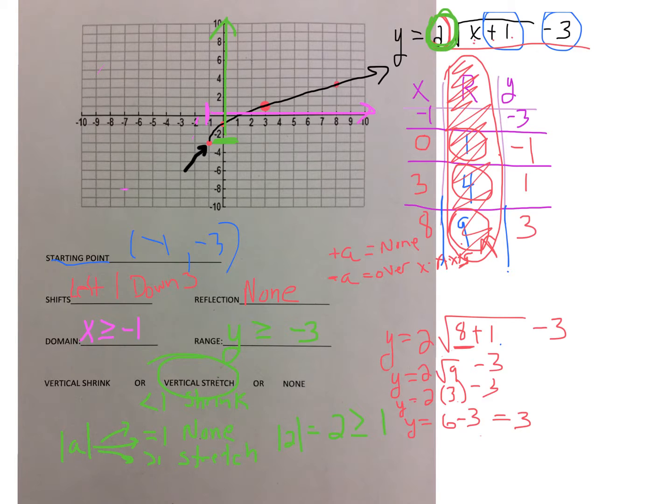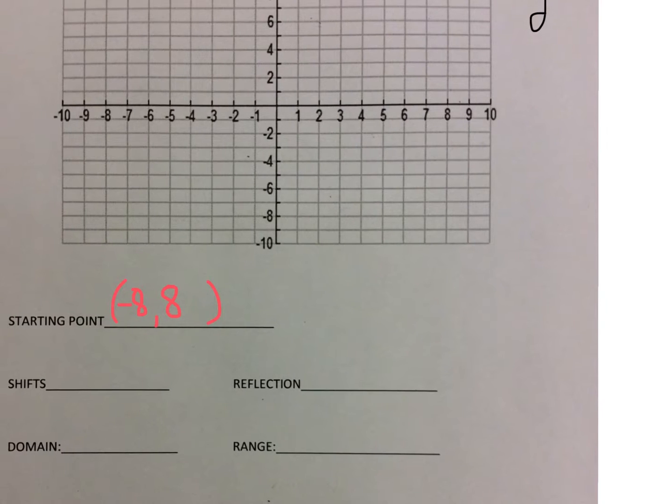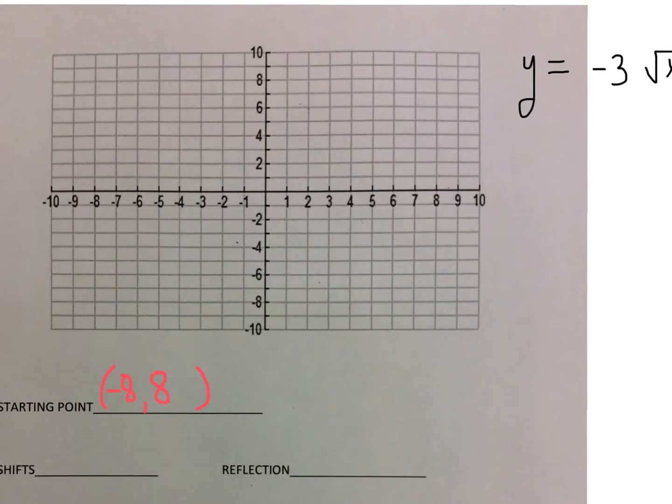Alright, so let's look at the next problem. Alright, so let's begin. First thing we're going to need to do is identify our starting coordinate. Okay? So we take the opposite of that with this. So negative 8, comma 8. Okay, so let's plot it. Negative 8.